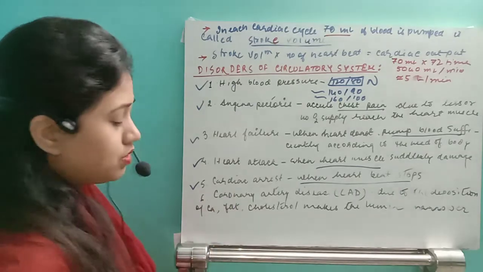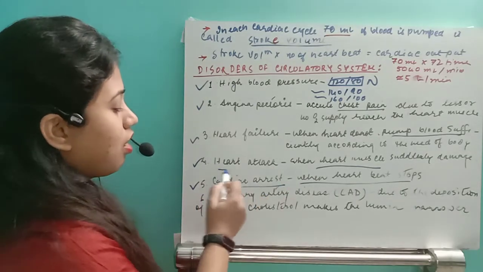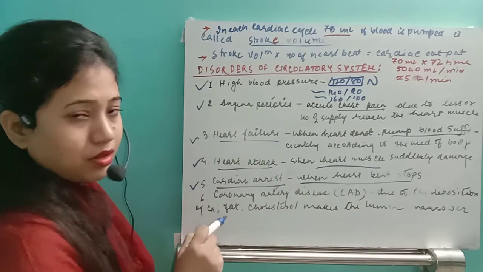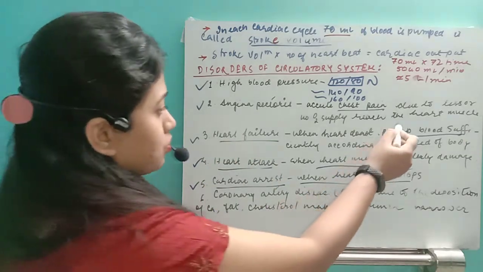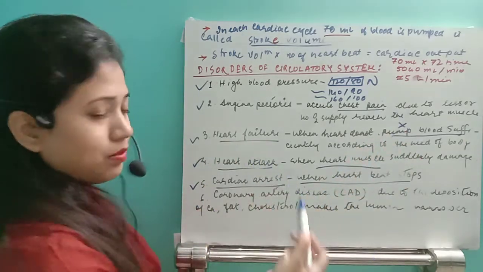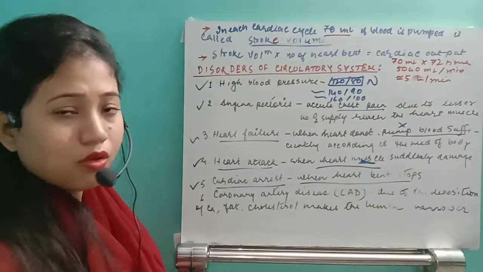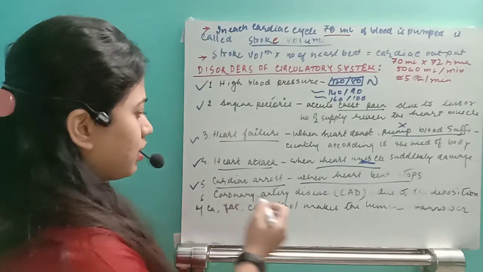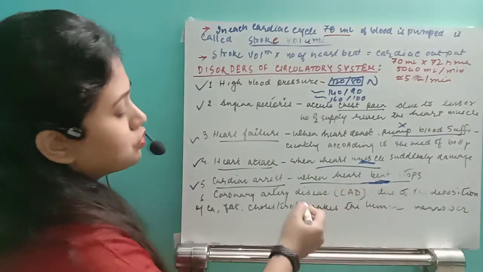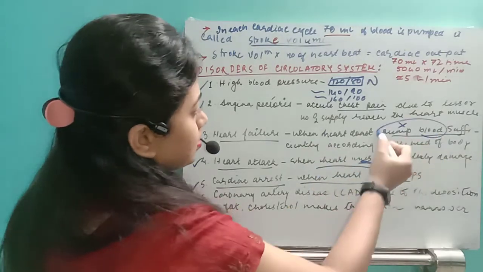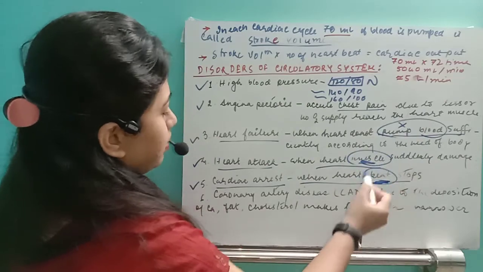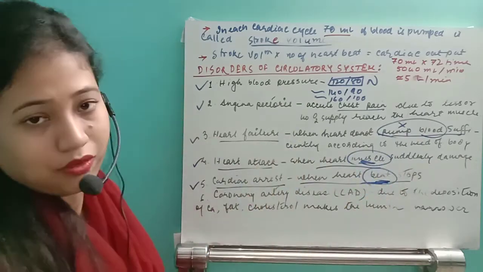So we need to know the differences between cardiac arrest, heart attack, and heart failure. Heart failure means less blood supply. Heart attack means when the heart muscle does not work or suddenly stops, and cardiac arrest means whenever the heartbeat stops. So remember the blood supply, muscle, and beat for failure, attack, and arrest.